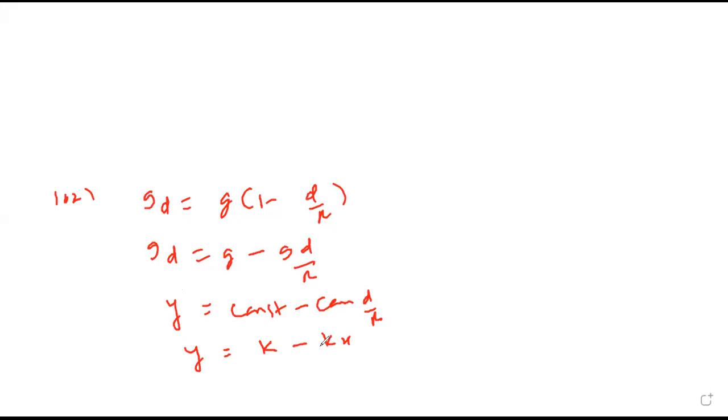So this is the graph of y equal to mx plus c, right? Where slope is negative. So will it be like this? Hello? Yes, sir. So that means option B.